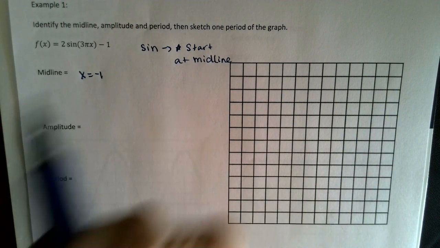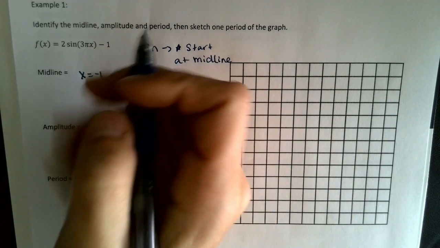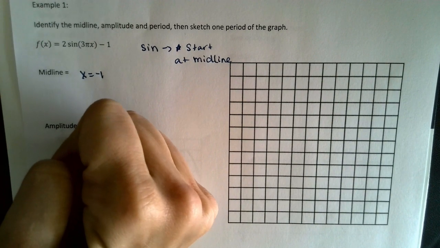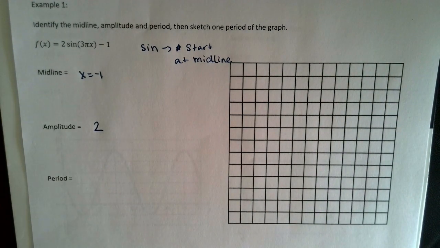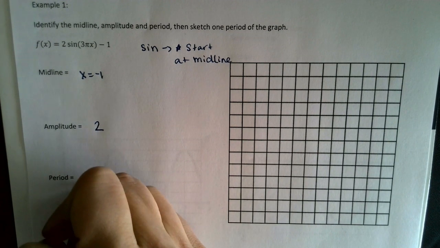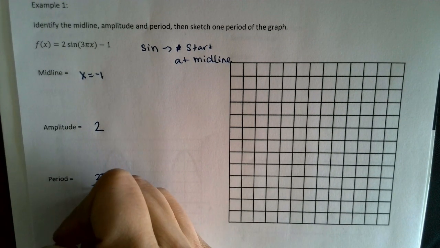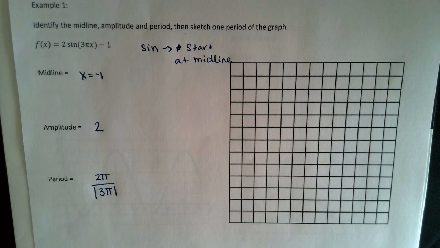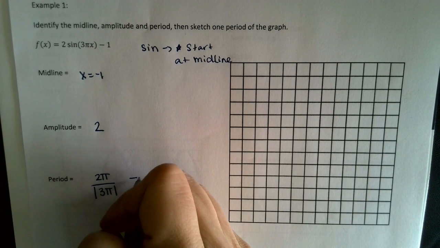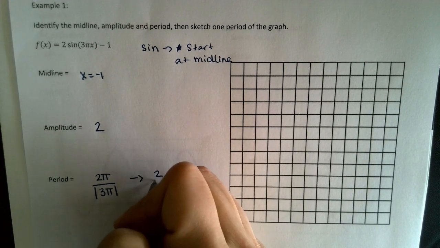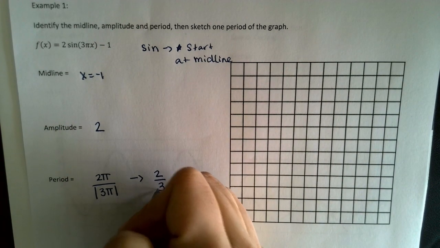The amplitude, remember the height from the midline, is that coefficient in front of the trig function. So in this case it's 2. And our full rotation is 2 pi over the absolute value of b, which in this case is 3 pi. Let's make sure that we are simplifying this. So our full rotation is 2/3.